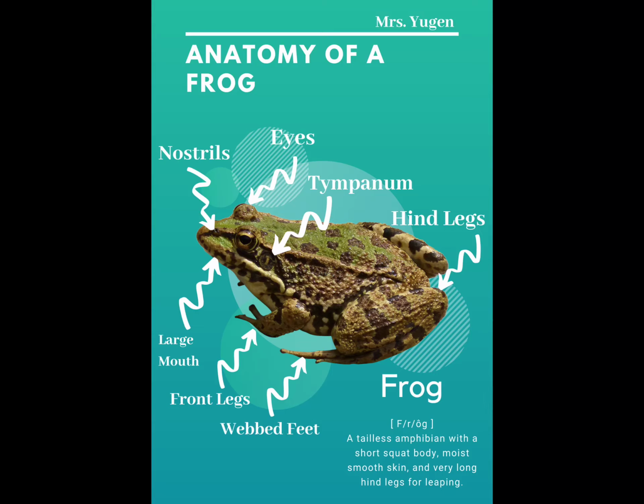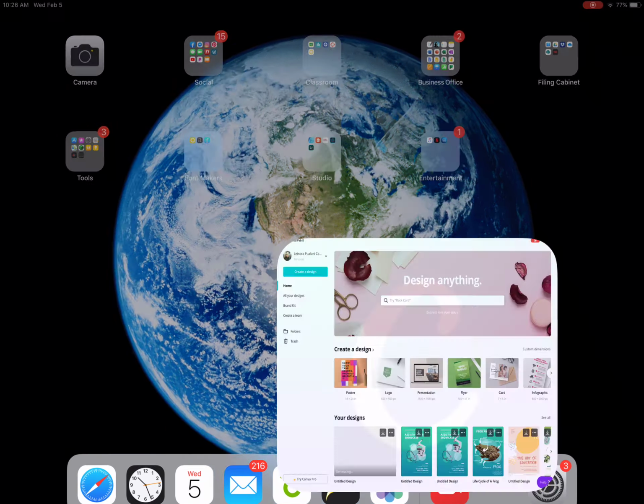Hello everyone. This is an instructional video for the class assignment and lesson plan to create the frog anatomy anchor chart using Canva. The first thing that I will be doing is opening the Canva app.